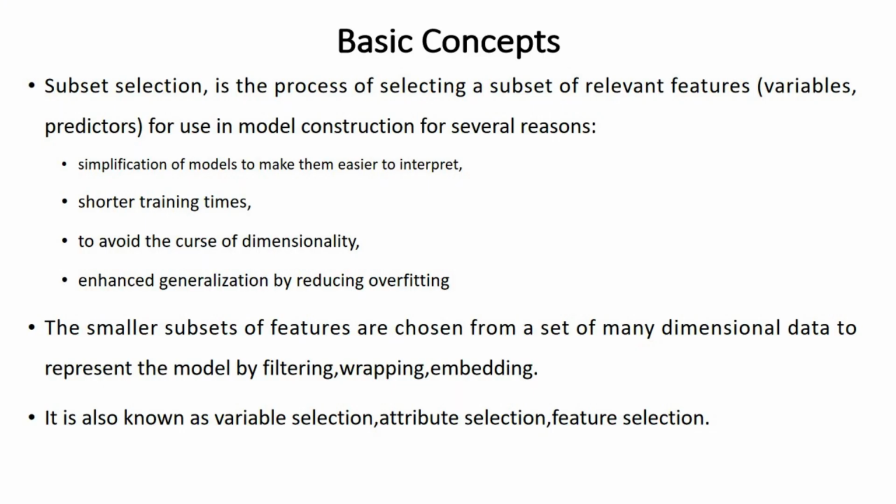Feature selection is the process of selecting a subset of relevant features, variables, predictors, for use in model construction for several reasons such as simplification of models to make them easier to interpret, shorter training times, to avoid the curse of dimensionality, and enhance generalization by reducing overfitting. The smaller subsets of features are chosen from a set of many dimensional data to represent the model by filtering, wrapping, embedding. It is also known as variable selection, attribute selection, feature selection.